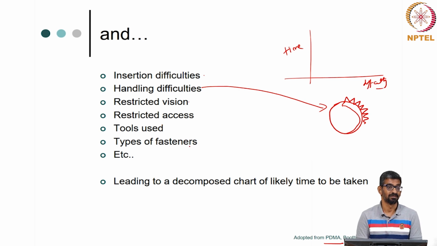Types of fasteners, for instance, you can have a nail, you can have a screw. In screws itself, you have so many different types of screws, and there is a time penalty for each one of them, and so on. It keeps going. So, basically it leads to a decomposed chart of likely time to be taken. For each of these, there is research done and they have a graph like this. Anything you can imagine, probably it is like this for something else, and then they will say here is the value and I have some numbers here.